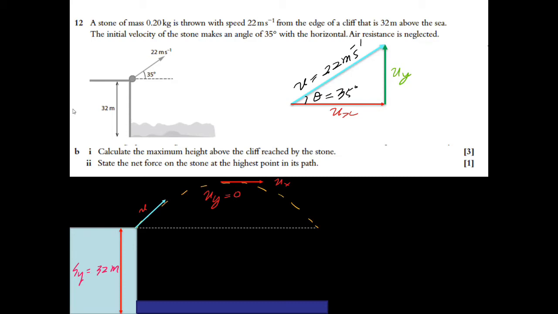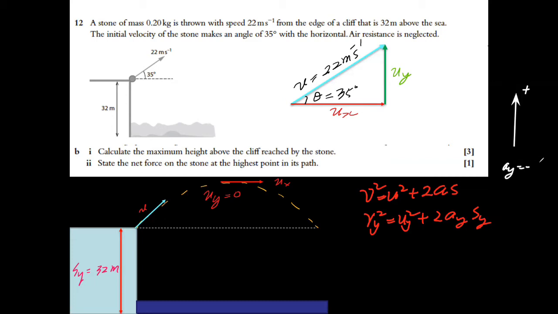So we don't know the time. We probably use a timeless formula for this. v squared equals u squared plus 2as. Let's write it down. Y component vy squared equals uy squared plus 2ay sy. Let us choose upward as a positive reference. ay equals minus g as acceleration due to gravity is in the downward direction.